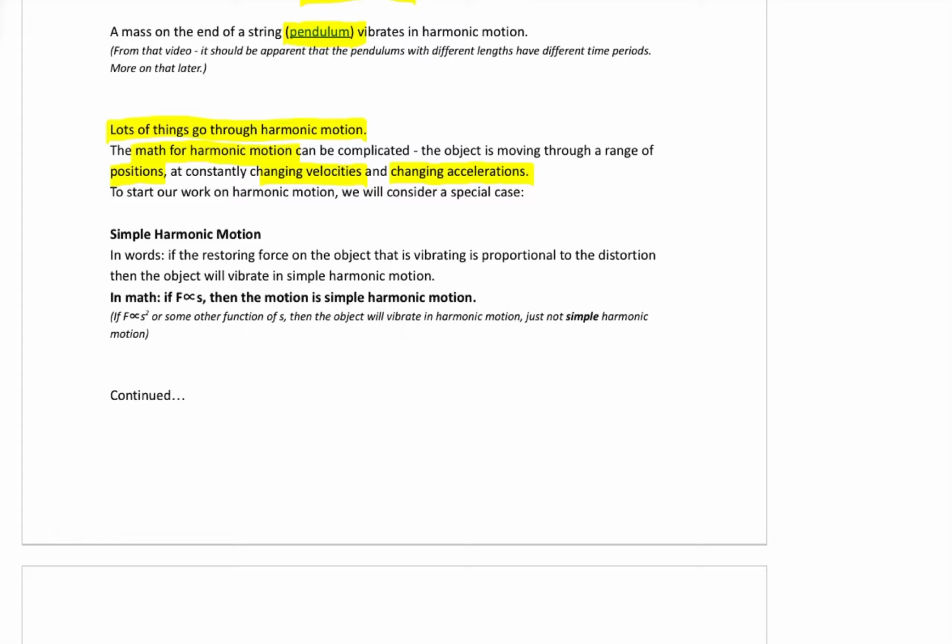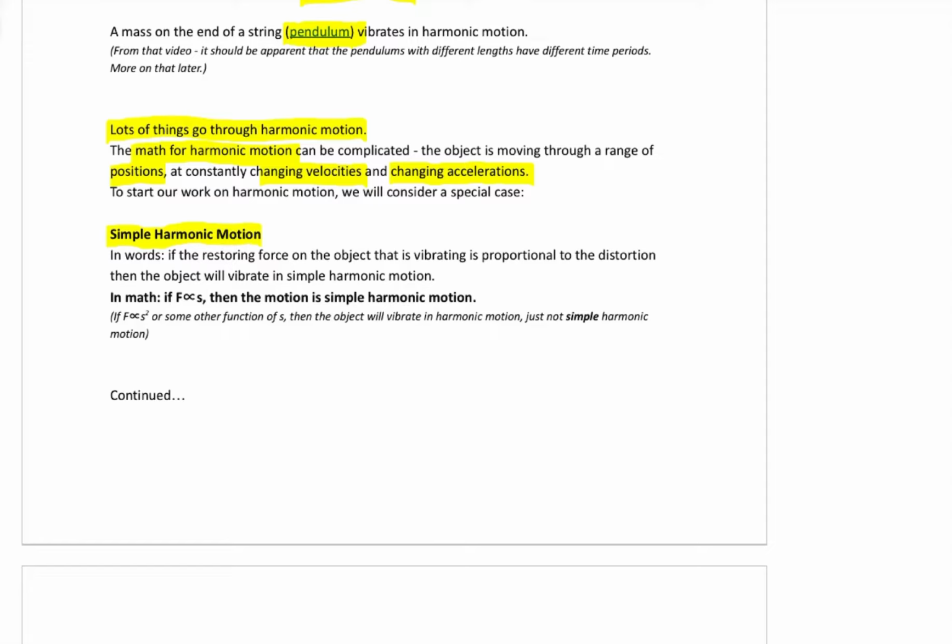So harmonic motion is complicated, as we often find when learning physics. We're going to start with a special case, a simpler case, and then build on it. In high school, we're going to start with a simple case called simple harmonic motion. Depending where you head after high school, maybe in your next physics course, you'll bump it up and talk about just regular harmonic motion or a different version of harmonic motion.